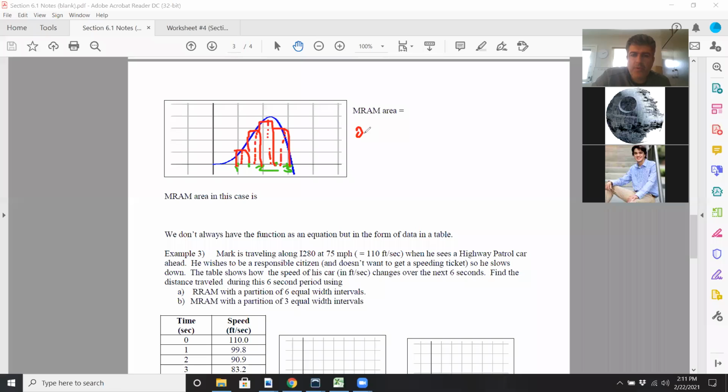And the way this works, you do 0.5, that's the width of each rectangle. But now you're doing f of 1.25, because remember, 1.25 is halfway between 1 and 1.5. So your first interval is from 1 to 1.5, and 1.25 is right in between that. That's the midpoint. Then f of 1.75. Then f of 2.25. And finally, f of 2.75.